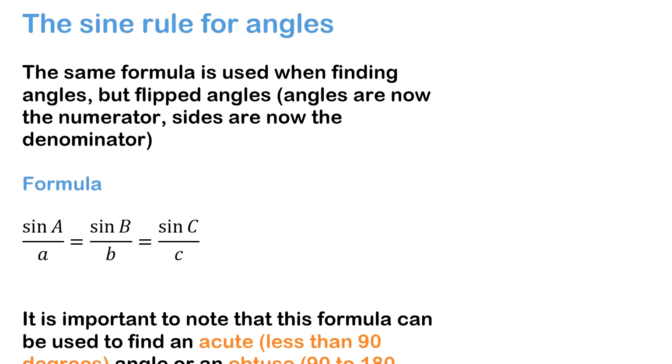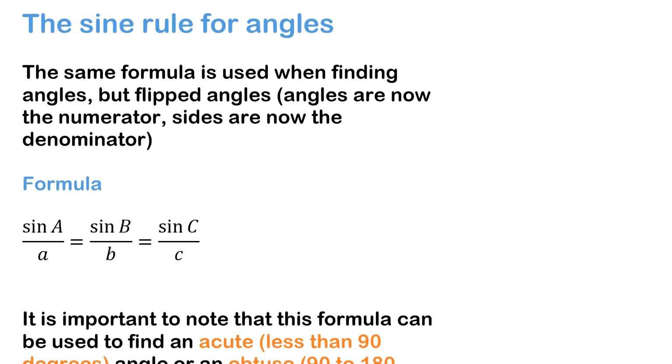In this video, we're looking at the sine rule, but for angles. The same formula is used when finding angles, but we flipped it. So the angles are now the numerator and the sides are now the denominator. The formula there is sine A over little a equals sine B over B, sine C over C.